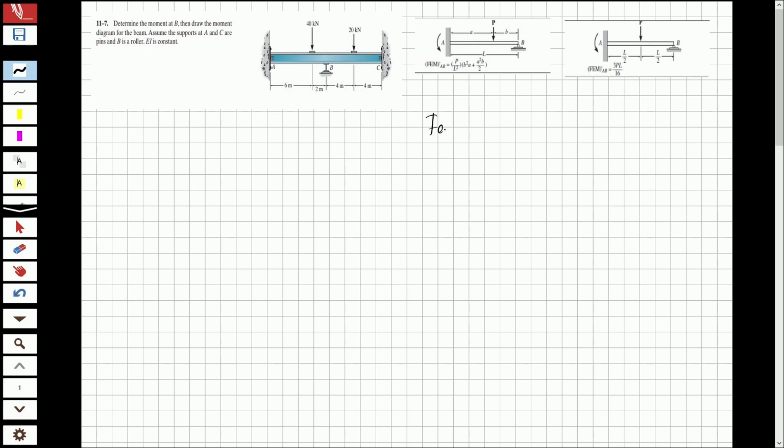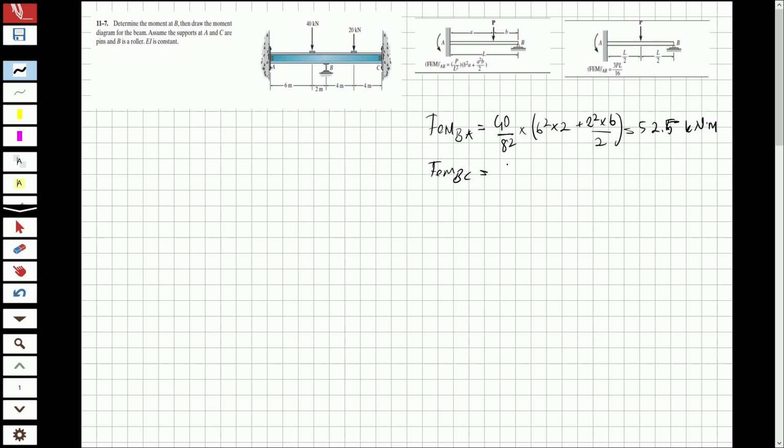I'm going to calculate the fixed end moment from B to A. That will be 40 over 8 squared times 6 squared times 2 plus 2 squared times 6 over 2. It will be 52.5 kilonewton meter.